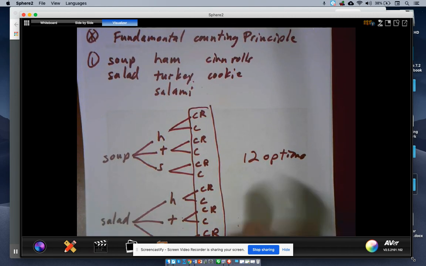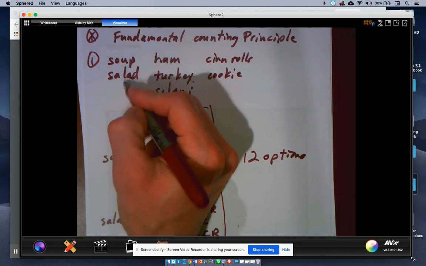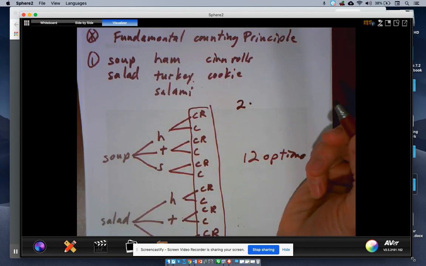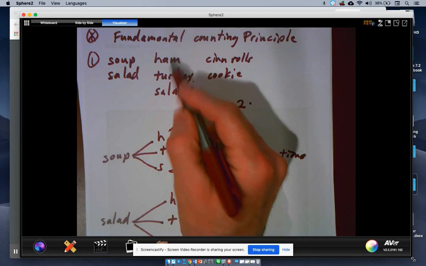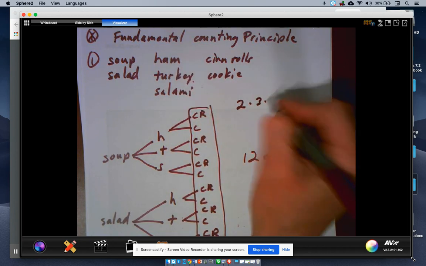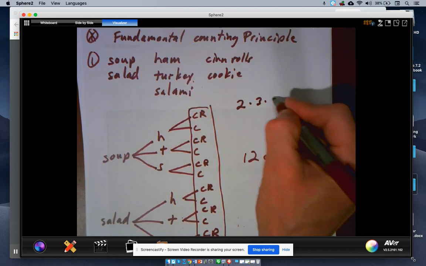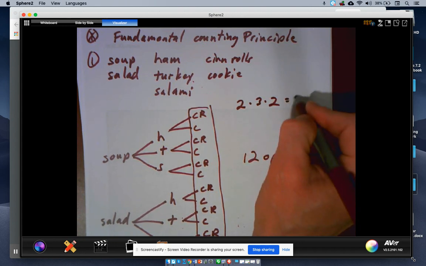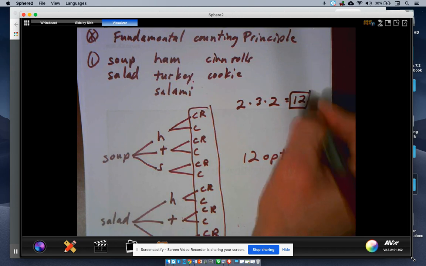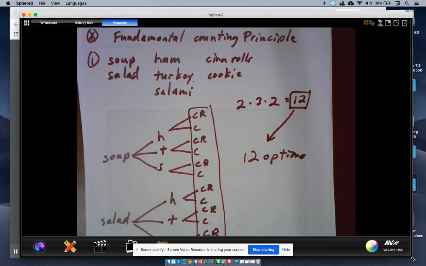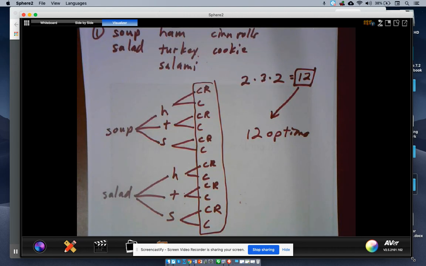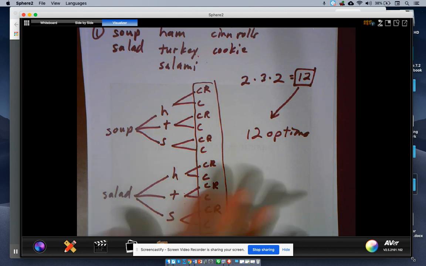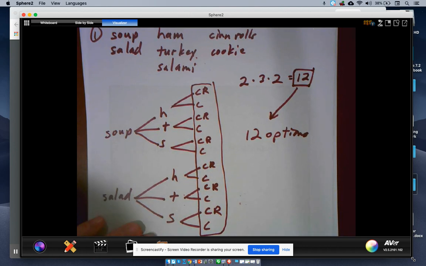And here it is. I have 2 things in column 1. This is really important. Really easy now. 3 things in column 2. 2 things in column 3. If I multiply all those together, 2 times 3 is 6, times 2 is 12. Pretty magical. I'm going to get exactly the same thing as I did when I drew this huge tree diagram. Again, I'm still going to have you draw a couple tree diagrams, but this is the easy way to check your work. That is the fundamental counting principle.